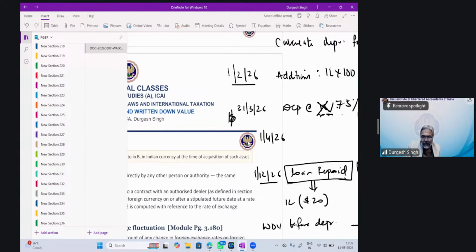So the depreciation now is how much, students? 16 lakhs 87,500, right? The depreciation for tax year 26-27 is 16 lakhs 87,500. Please take a note quickly, students, now. Below that.